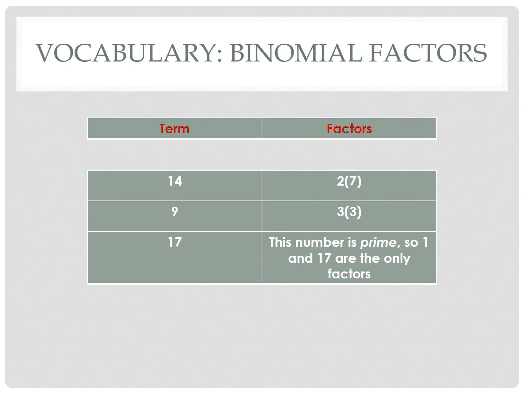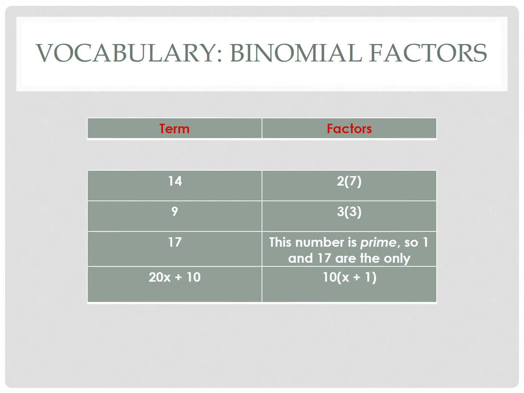We also have the number 17. As you might know already, this number is prime. The only numbers that we can multiply are 17 and 1 to get 17. That's okay also. You'll see this scenario take place when we're factoring trinomials. Here's another example. We have terms here, 20x plus 10, and 2 numbers that have been multiplied are 10 and 2x plus 1. Those are the factors of 20x plus 10, because they've been multiplied together to generate 20x plus 10.